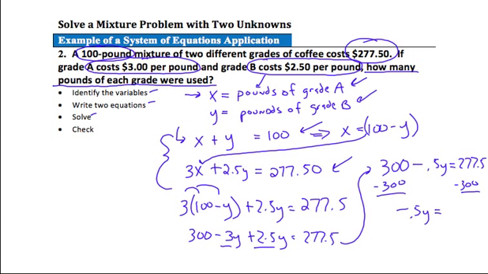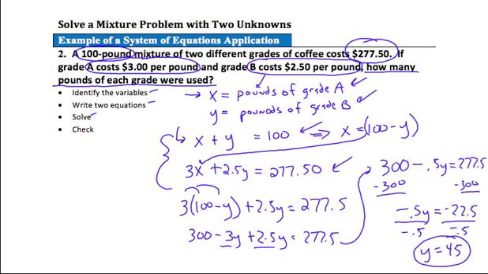Then I have negative 0.5y equals 277.5 minus 300. When I do that subtraction, I get negative 22.5. And let's not get alarmed by these negative values right now, because notice the next step is going to be divide by a negative value. And when I divide by this negative value, it's going to make it positive. So let's see. Divided by 0.5 equals 45.